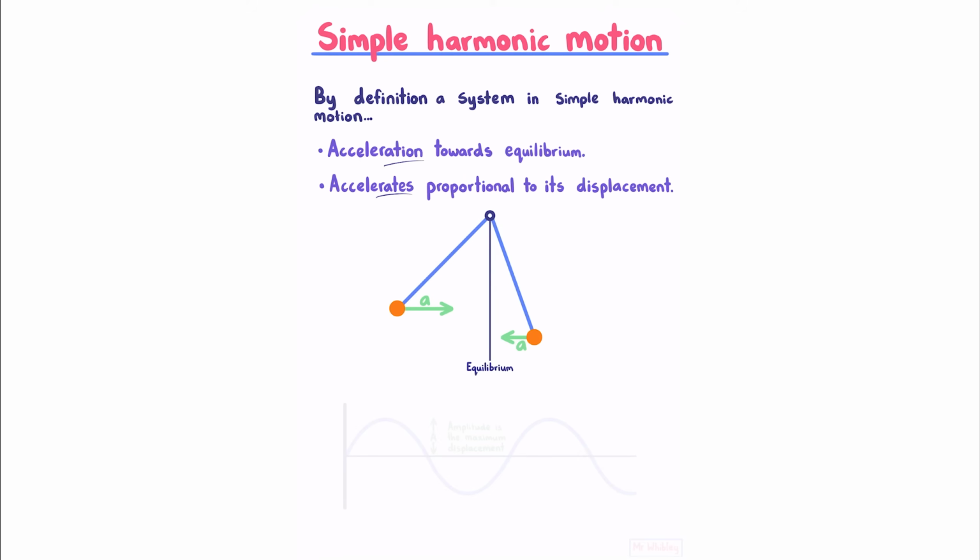The motion of a system in simple harmonic motion can be described as sinusoidal, where the amplitude is the maximum displacement. So this might represent a pendulum starting at equilibrium, swinging to its maximum displacement, swinging back towards equilibrium, through equilibrium to the other side to its opposite max displacement, and then back to equilibrium, and so on.